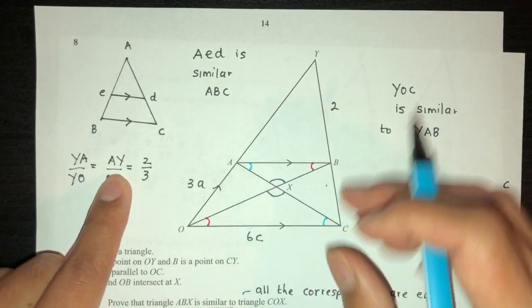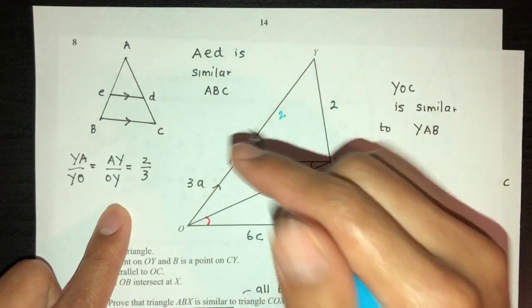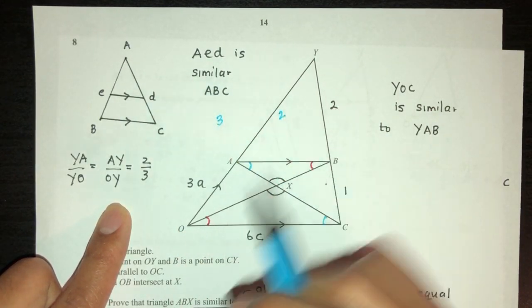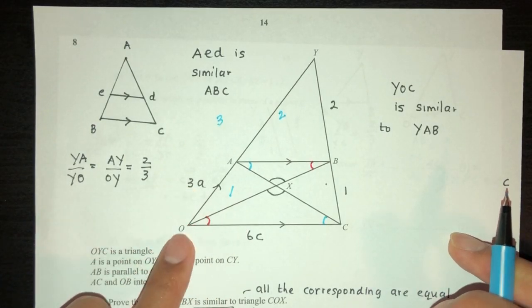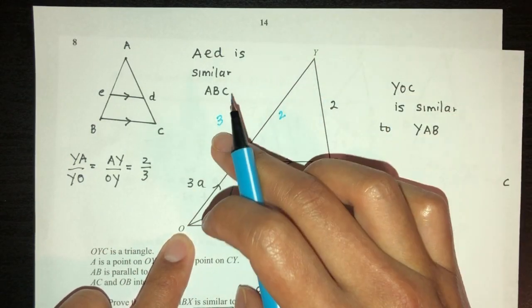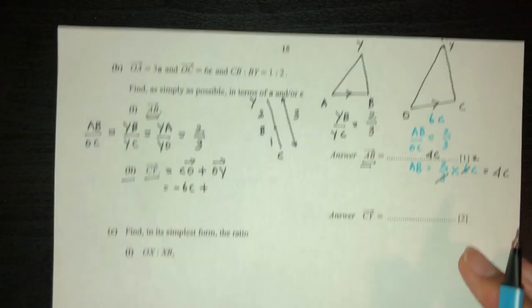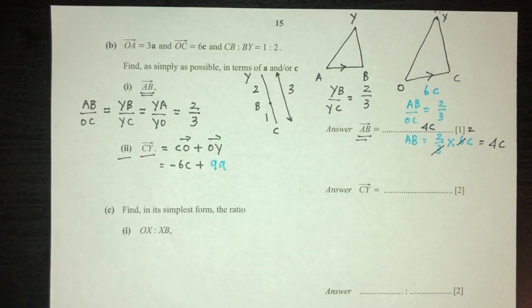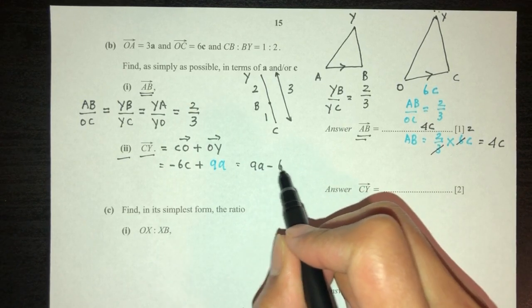Now, if you look at this line, you will see what it means. So AY, this is 2, and OY, this is 3, for the big one. So what is this one? You would say 3 minus 2, that will be 1. So if 1 equal to 3A, what is OY? OY will be 3 times this. OY will be 9A. Right? From this, you realize that OY is 9A. So your answer for this will become 9A minus 6C. Okay.